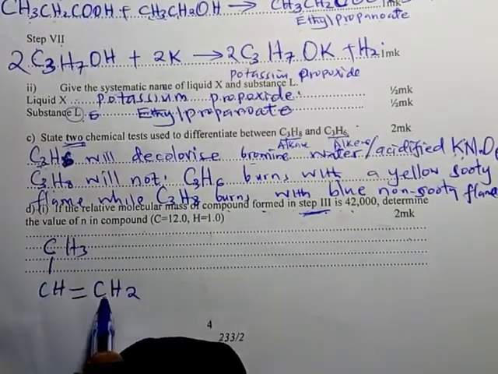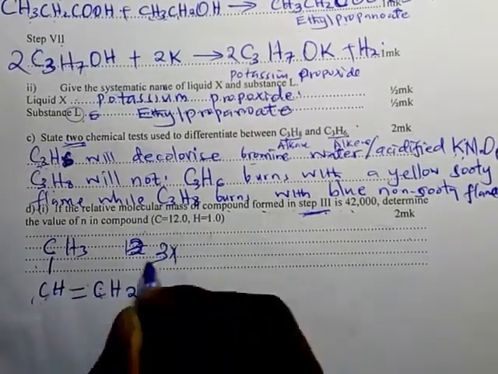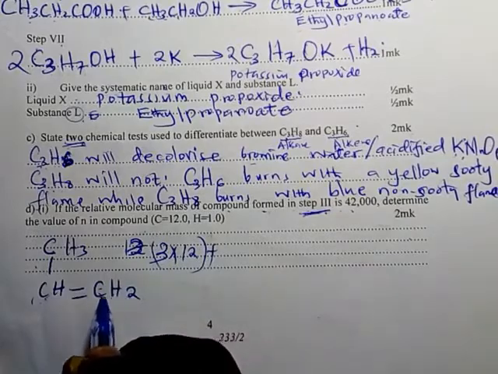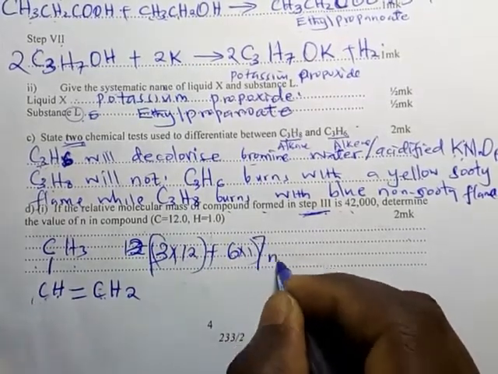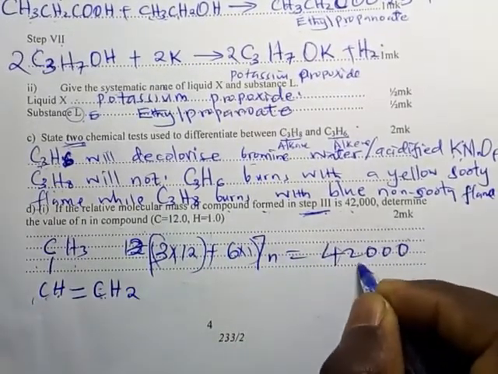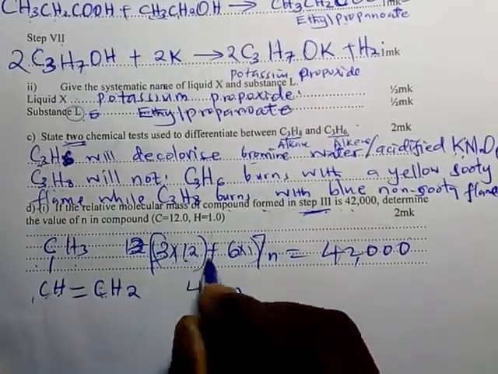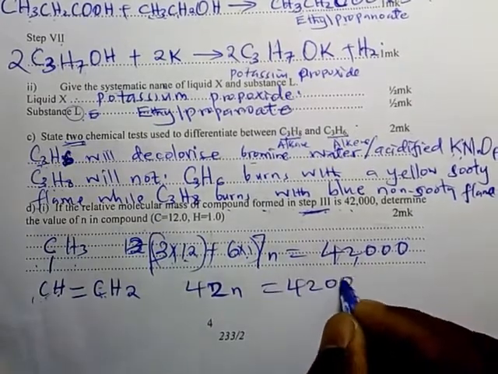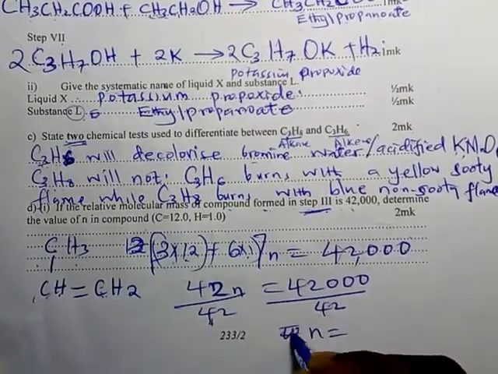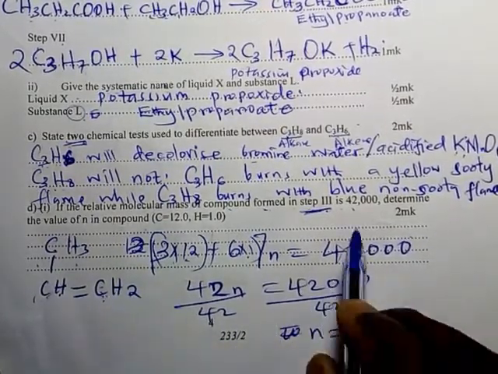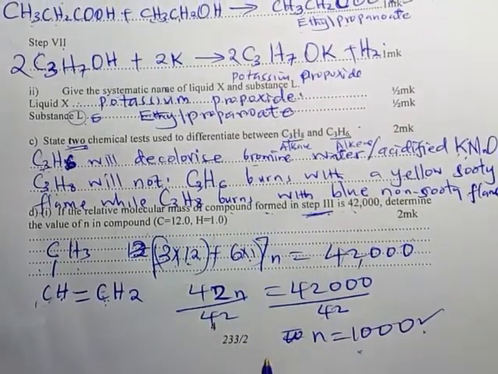We have 3 carbons, each is 12, and then plus 6 hydrogen times 1. Everything times n will give us 42,000. So this is 42n. 36 plus 6 is 42, equal to 42,000. So it means that n equals 1,000. So the monomers which will form a polymer with this molecular mass, we will need 1,000 monomers.